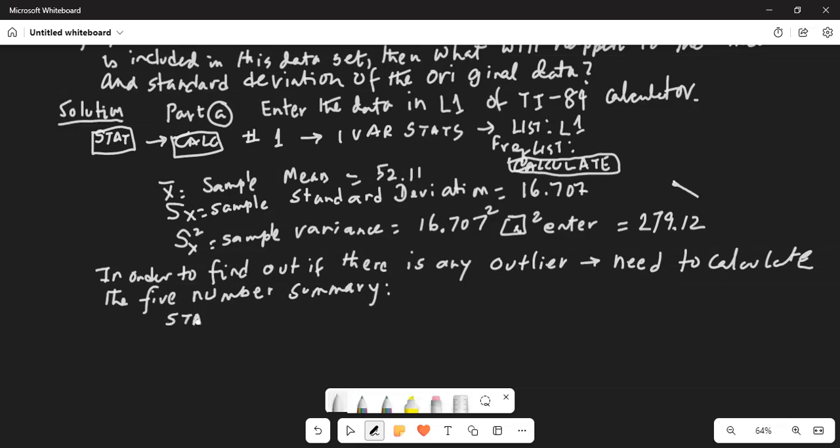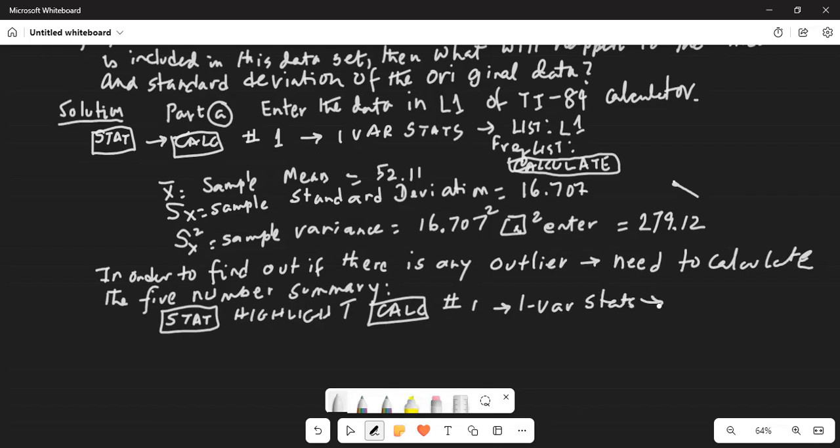Again, stat button, then highlight calc on the top row, and then select number 1, which is 1-Var Stats. The list is L1, the next line is empty, and then bring the cursor on calculate and hit enter.